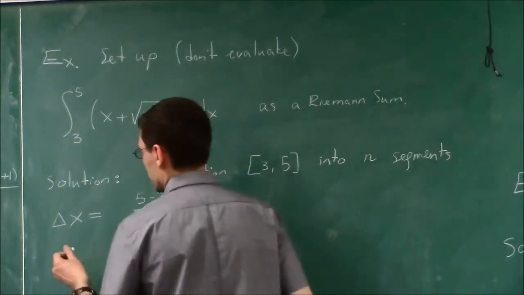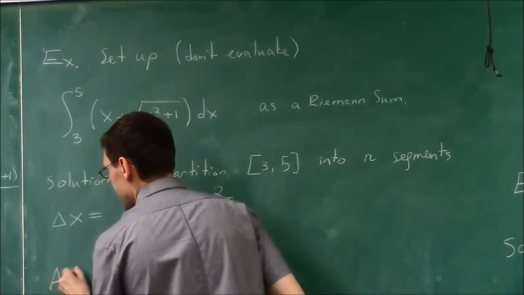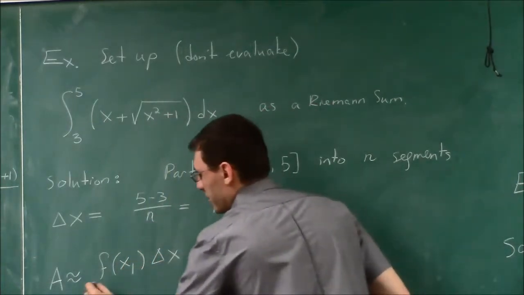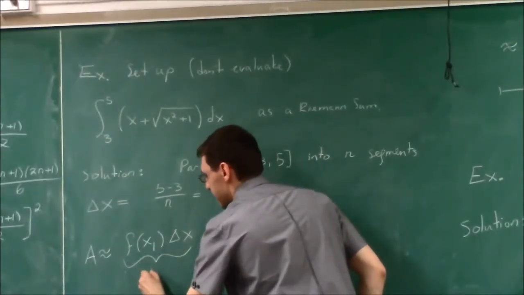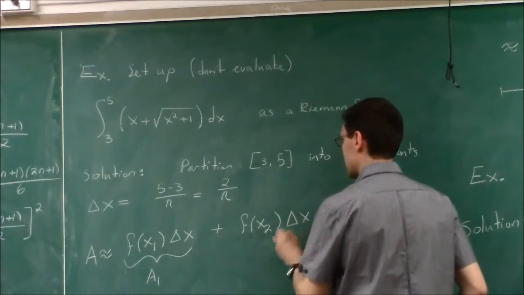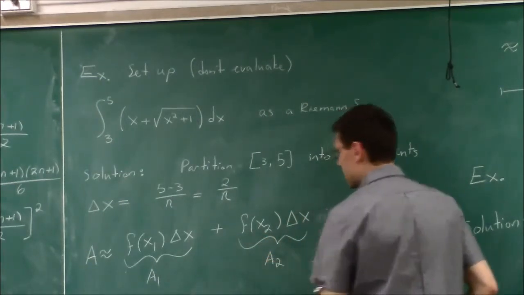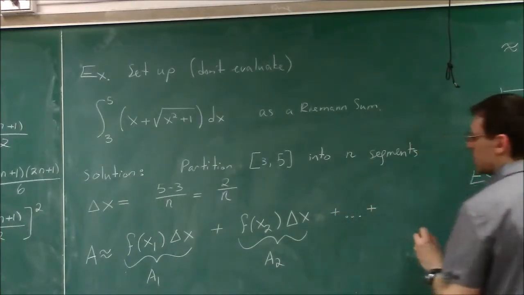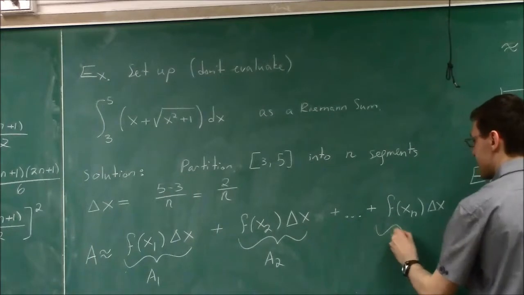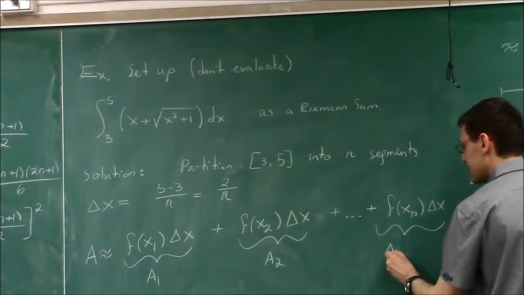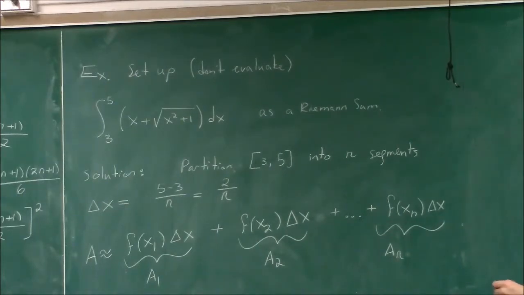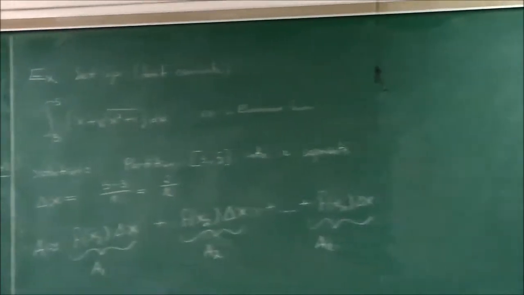Next, the area is something of the form, area is approximately f of x1 times delta x, which is the area of the first rectangle, that's a sub 1, plus f of x2 times delta x, which is a sub 2, and so on and so forth until we get to f of xn times delta x, which is the last rectangle. All makes sense? Up to here, it makes sense what we do, right?